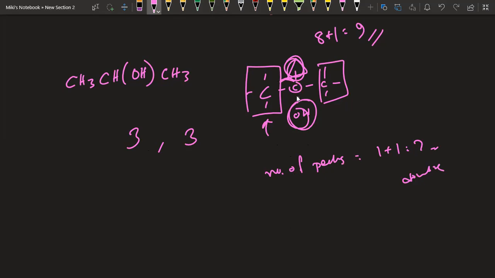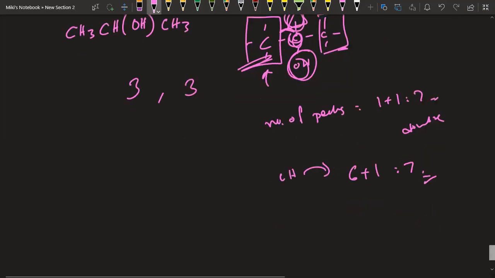Then, let's say we are considering this carbon, which is the CH group. How many hydrogens does the CH group have on its adjacent carbons? Here we have three, here we have three, in total 6 plus 1, which is 7. So 7 will be our number of peaks present there. That means it's a multiplet.